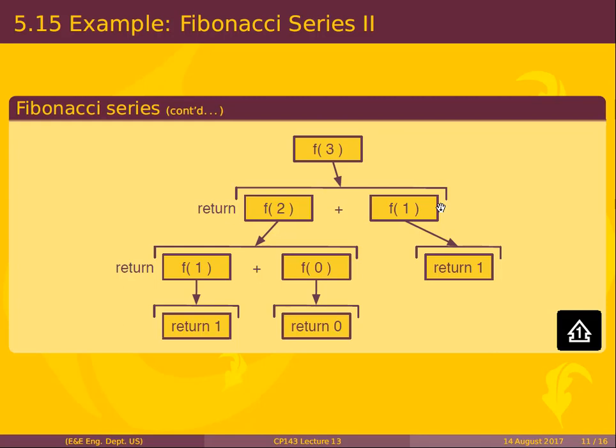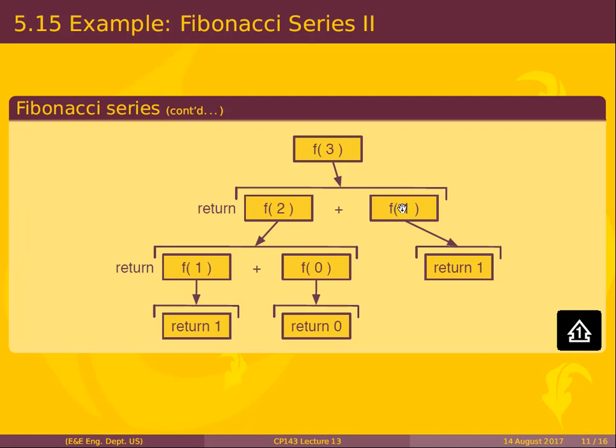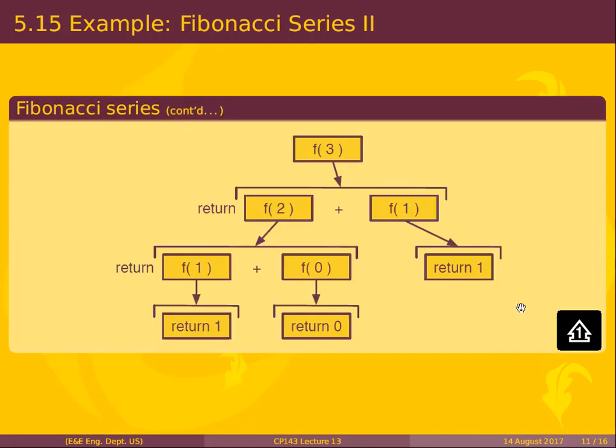If it's not at its simplest form, if it's not at one of these cases, those are its simplest form. If it's not at one of those, we're going to keep on breaking it up until it gets there. So F1, cool, that's at its simplest form. So we can just return 1. We just say, okay, n is equal to 1, return 1.